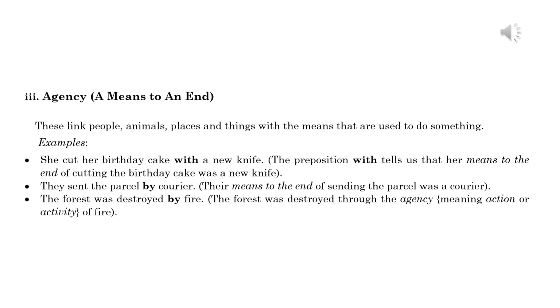3. Agency, a means to an end. These link people, animals, places and things with the means that are used to do something. Examples. She cut her birthday cake with a new knife. The preposition with tells us that her means to the end of cutting the birthday cake was a new knife.